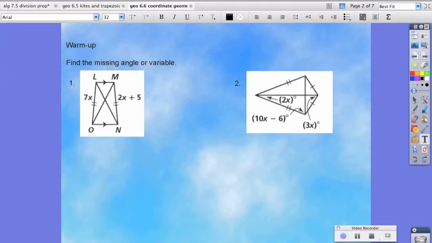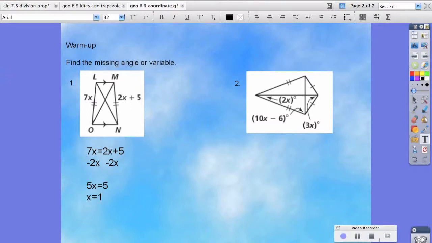Now in this instance, on number 1, you have an isosceles trapezoid. It means that the two legs, or the two diagonals, are going to be congruent to one another. Therefore, 7x equals 2x plus 5, they should be equal to one another. You're going to subtract 2x from both sides. You get 5x equals 5 and x equals 1.